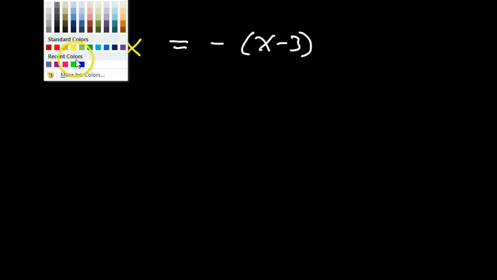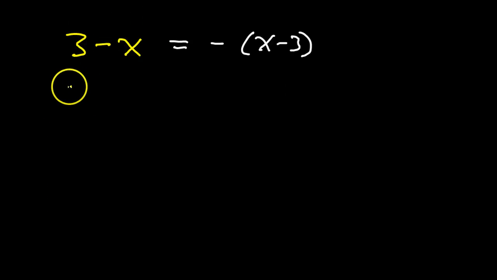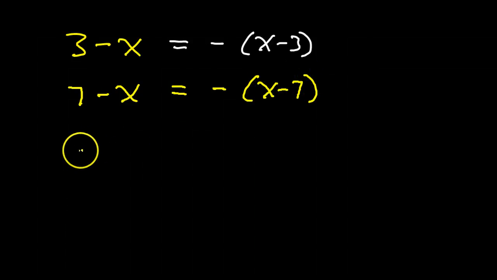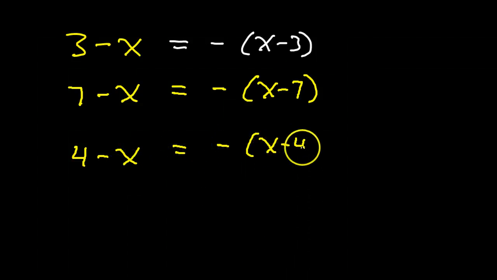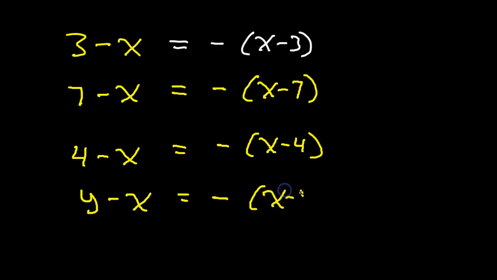For example, let's say I have 7 minus x. How could I quickly rewrite that? Negative x minus 7. What if I have 4 minus x? Well, that's negative x minus 4. What if I have y minus x? Well, that would be negative x minus y. This is something you're going to want to hold in your head. Anytime you see something backwards, put a negative out front and write it in standard form.